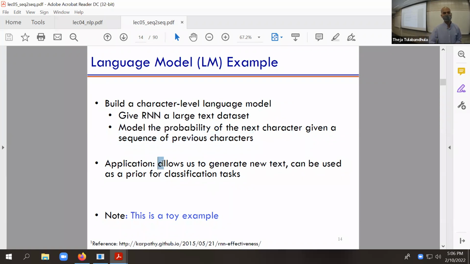Basically, an application of language models in general is that they let you generate new text. I don't know if any of you played around with GPT-3 or any of these web-based demos where you write something and it auto-generates some text. That's an application of language modeling. But the character language model that we are talking about is just for illustration's sake here.